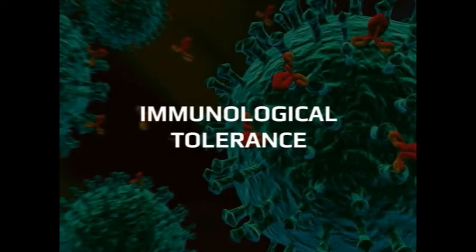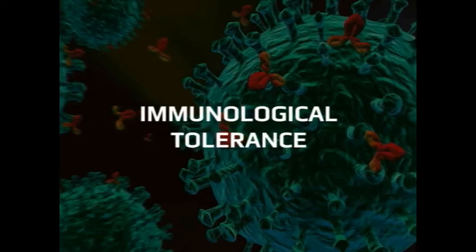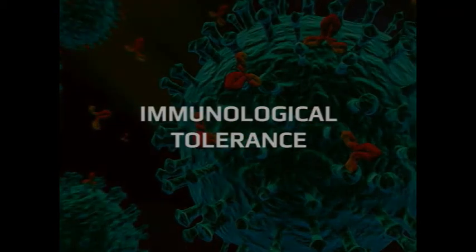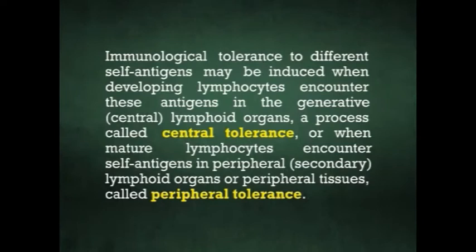So now let's come to the details of immunological tolerance. Immunological tolerance to different self-antigens may be induced when developing lymphocytes encounter these antigens in the generative or central lymphoid organs, a process called central tolerance, or when mature lymphocytes encounter self-antigens in peripheral, secondary lymphoid organs or peripheral tissues, called peripheral tolerance.